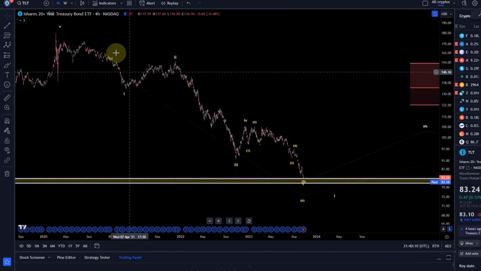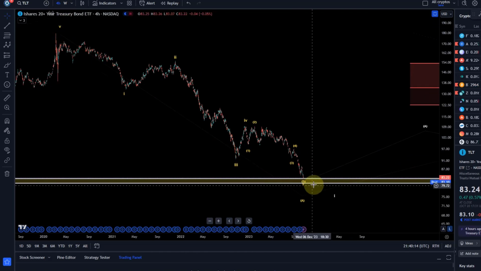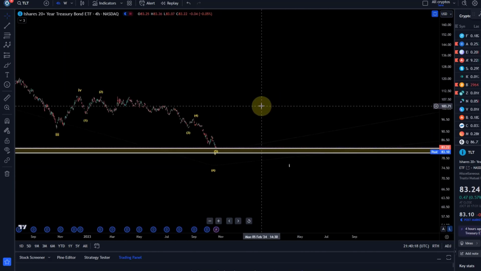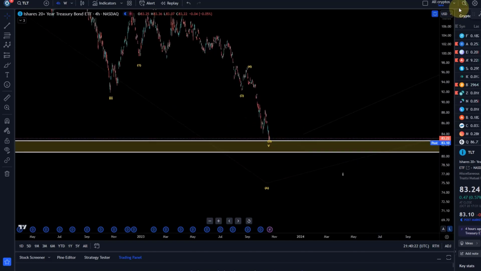Now, if we go to the 4-hour chart, you can see the move of the 2020 high. It's a 5-wave move to the downside in my reading. And basically, I would argue that we're now in this 5th wave to the downside. And in this 5th wave, we should be nearly at a low.